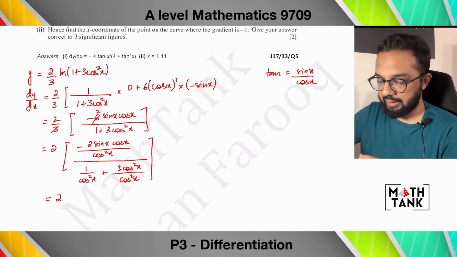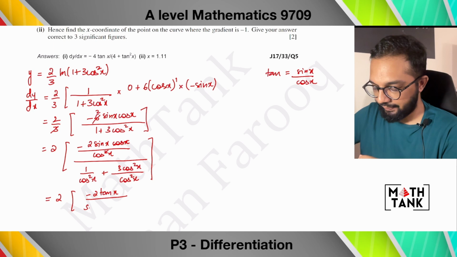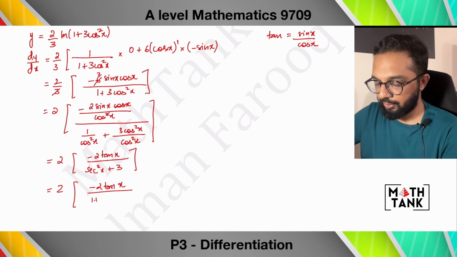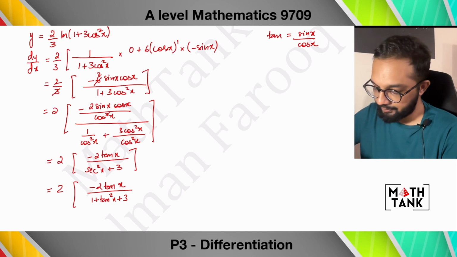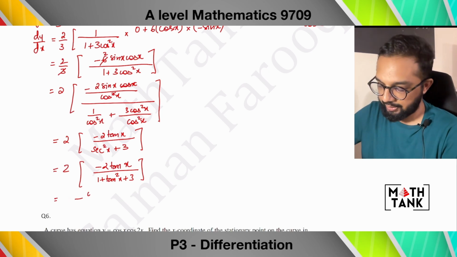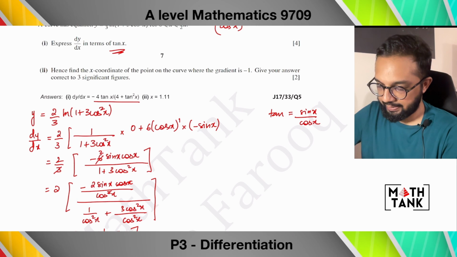And now this cos x cancels out with cos x, and I get 2 tan x in the numerator, and then I have sec square x plus 3. What that gives me is that identity. I know that sec square x is equal to 1 plus tan square x. So I get 1 plus tan square x plus 3. So it ultimately becomes minus 4 tan x over 4 plus tan square x. Is that the answer? Yes.